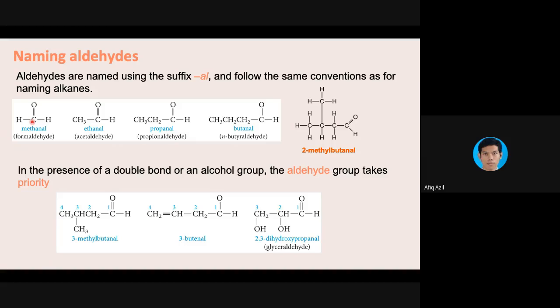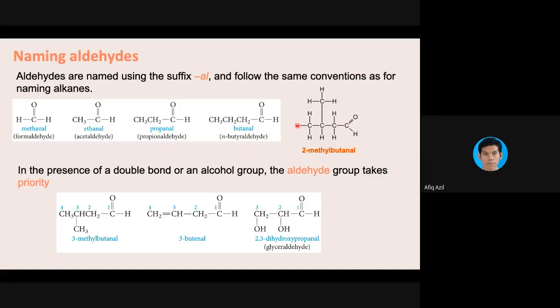For example, if there is only one carbon, it is normally known as formaldehyde. Formaldehyde is mainly used as a preservative for biological specimens. And then you have acetaldehyde, 2 carbon, propionaldehyde, and butanal is also known as butyraldehyde.